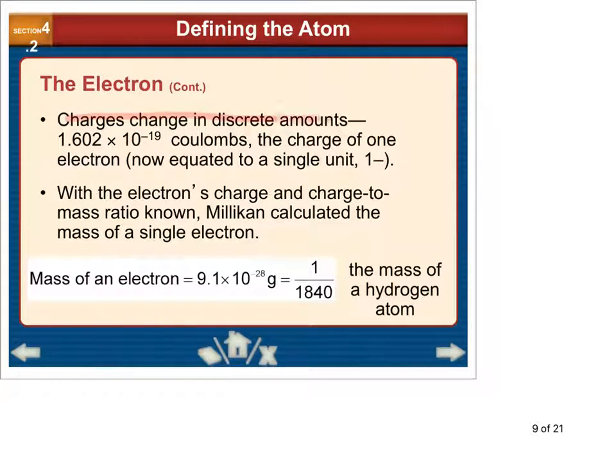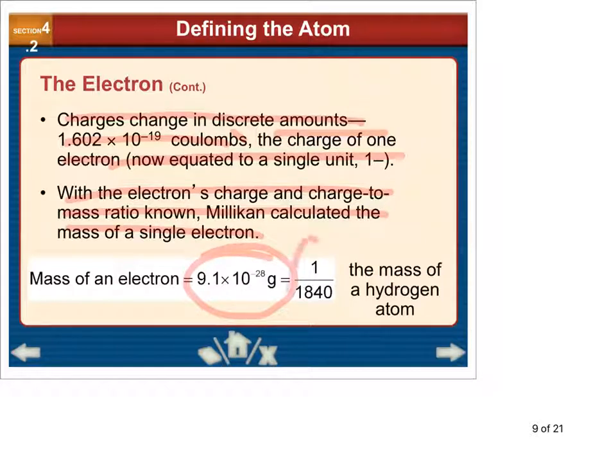Charges change in discrete amounts. This turns out to be 1.602 times 10 to the negative 19th coulombs, which is the charge of one electron. Now, we just call it a negative 1. We don't use this value here. But using all of this, Millikan calculated the mass of a single electron, which was this number here.